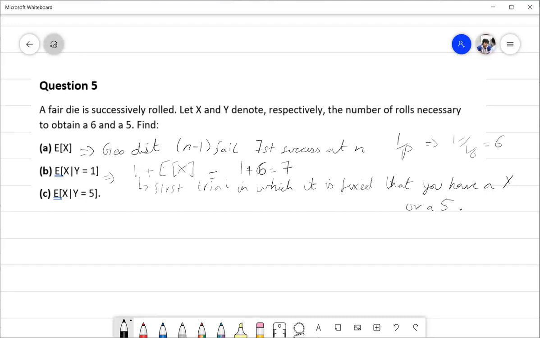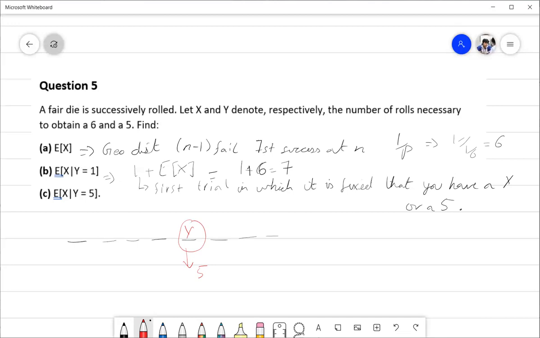Now, part C is where you will understand why I'm elaborating so much on this. Part C says find the expectation of x given that y is equal to 5. Now there are multiple cases, mostly two, that we have to keep in mind. Firstly, they've told us that in the 5th try, 1, 2, 3, 4, 5, this is the point where you get a success for y, or where you get a 5. So this point is fixed. I don't need to worry about this.